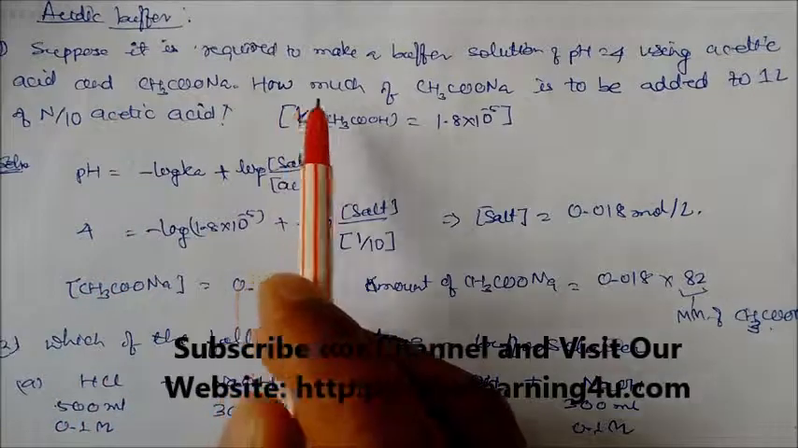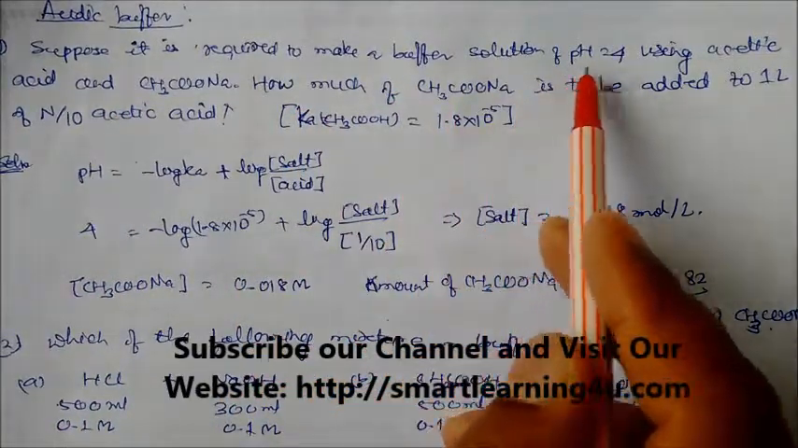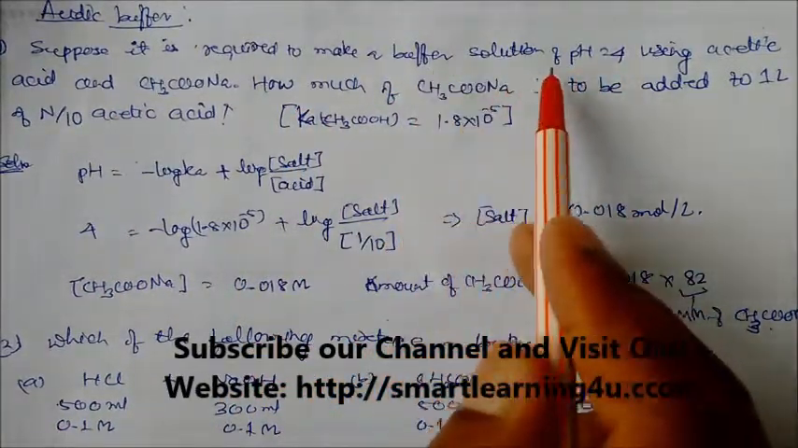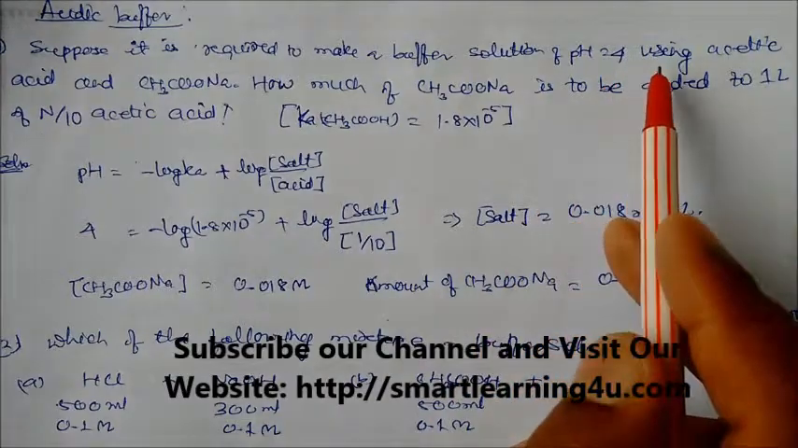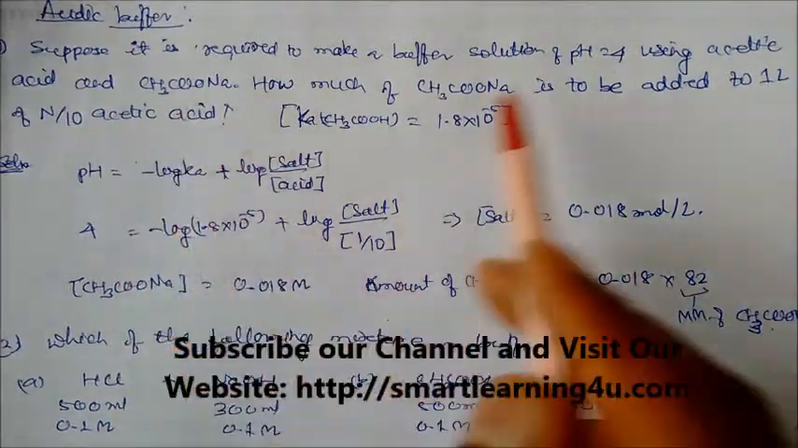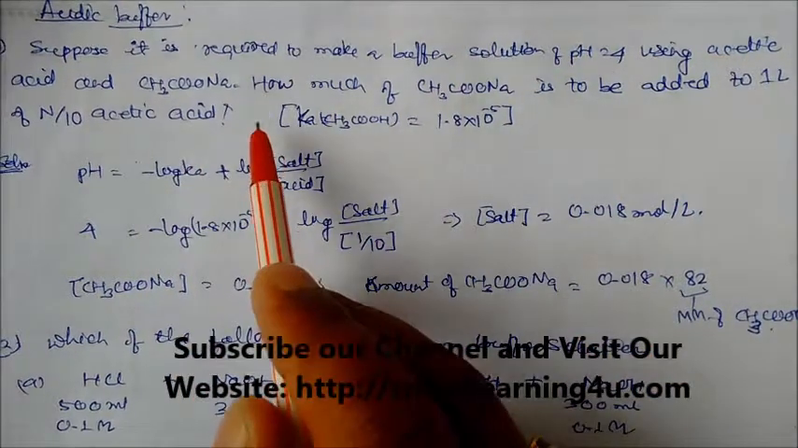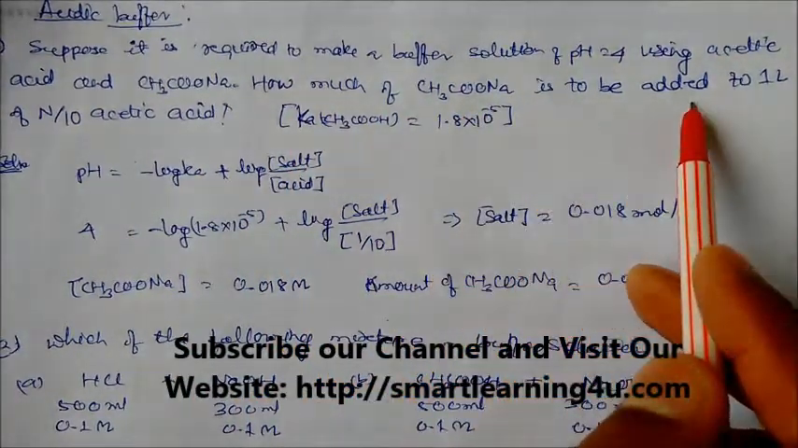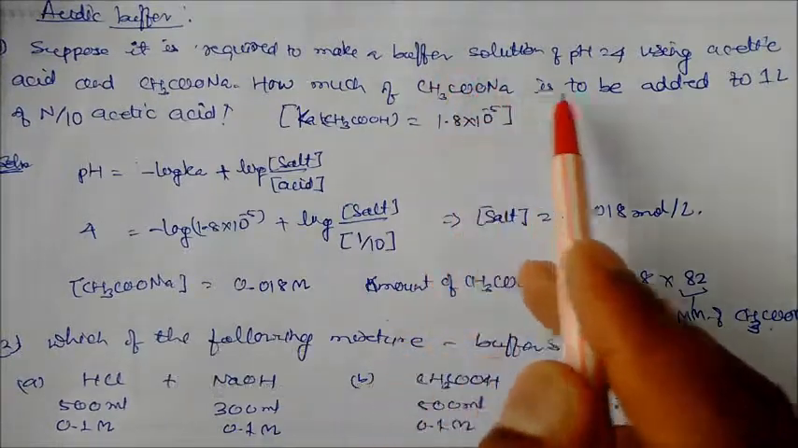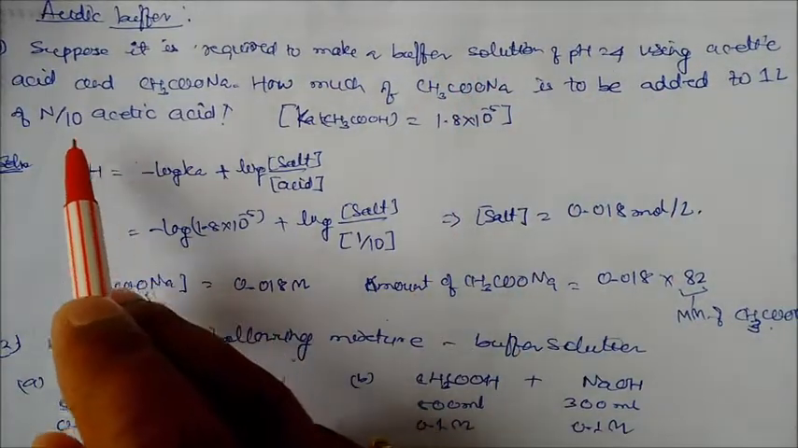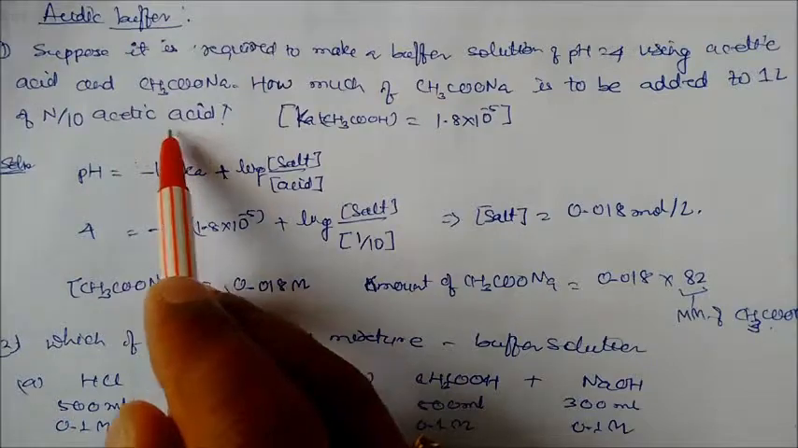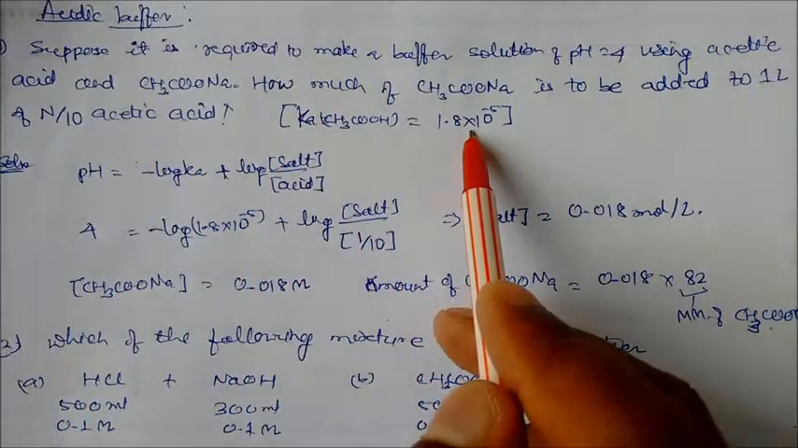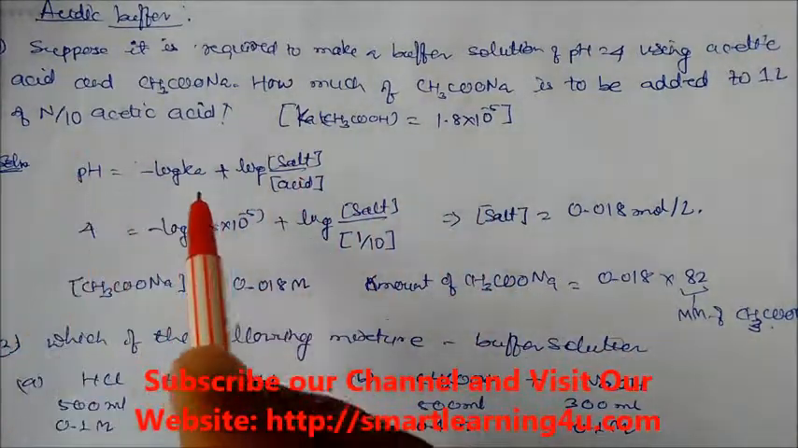Suppose it is required to make a buffer solution of pH 4, using acetic acid and sodium acetate. These are the two components. Now how much sodium acetate is to be added to 1 liter of 0.1 normal acetic acid, and Ka of acetic acid is given. So it is clear that this is the Henderson equation.